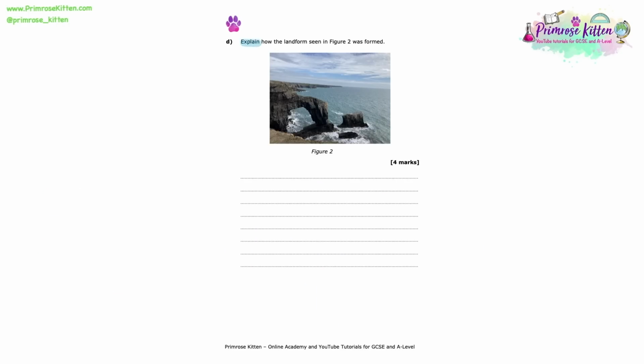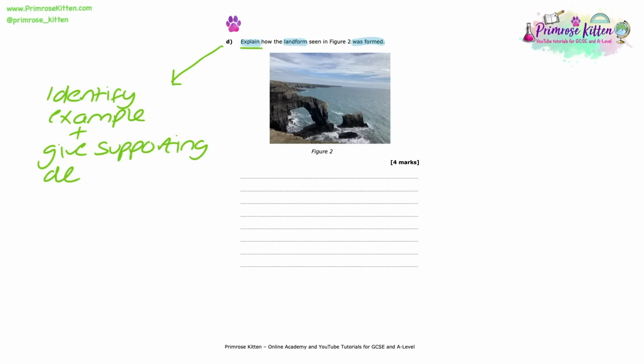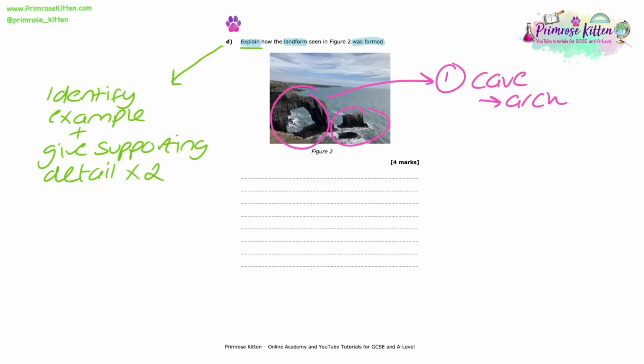Part D. Explain how the landform seen in Figure 2 was formed for 4 marks. This question requires you to identify 2 examples in the image given and then provide supporting detail to explain their formation. Looking at the image, we can see a cave, an arch, a stack, and a stump, all of which represent different points in the erosion of hard rock along a coastline.